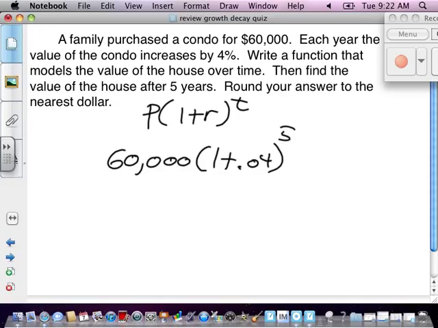So 1.04 raised to the 5th power, and then multiply that by 60,000. And we get approximately 72,999 because it wants us to round it to the nearest dollar.